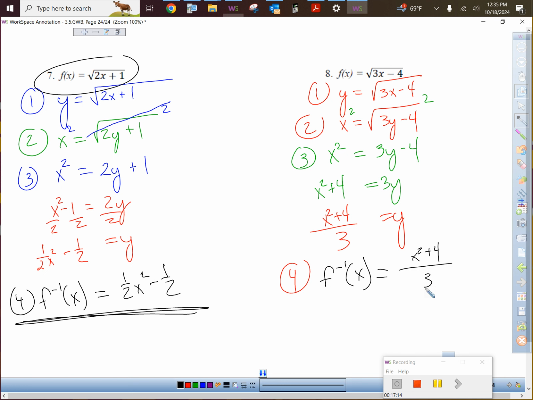So, weird stuff. Inverses and their equations, the 4-step process.